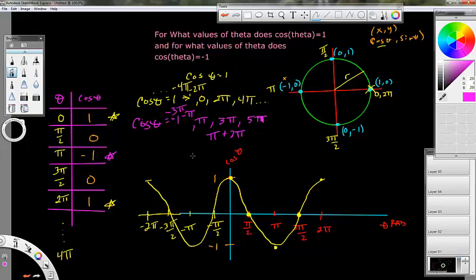So all those intervals would be answers to the question, where does cosine of theta equal negative 1 and equal positive 1?